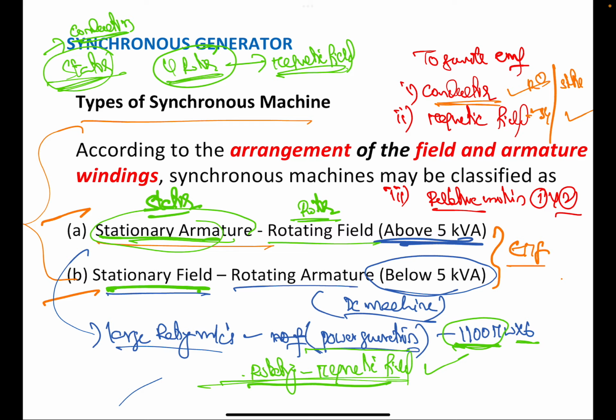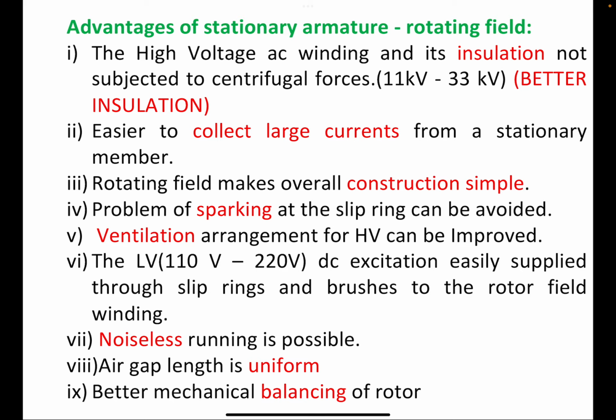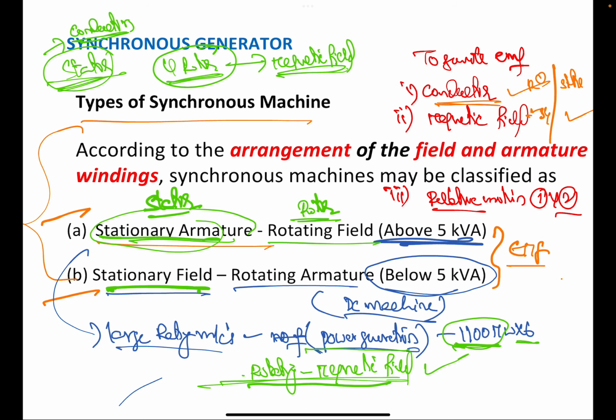Whereas in DC machines, the armature is rotating and the magnetic field is stationary. To be more specific, why am I going with this? Because we need to generate a huge amount of power, for which we require more conductors. It is very difficult to rotate a heavy object. It is easy to rotate a lightweight object. So these are the advantages. You can expect a question also: what are the advantages of a stationary armature over a rotating armature? We have two possibilities here.